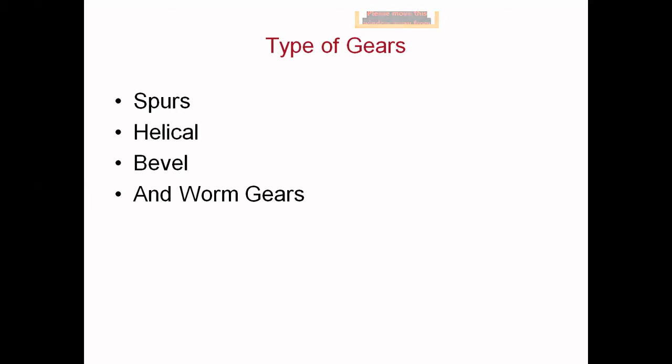Then parallel axis gear means what? There are two gears having axes parallel to each other, but the teeth in some cases are straight, and in some cases there is an angle. If teeth are straight, that is known as the spur gear, and if teeth have some angle, that is known as the helical gear. Then herringbone gear, there is a pairing of helical gears.